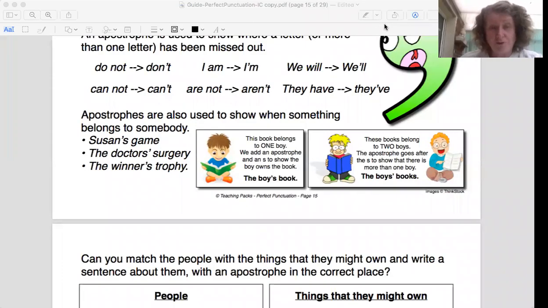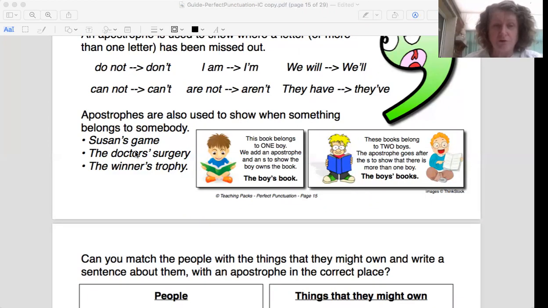So apostrophes are also used to show when something belongs to somebody. For instance, Suzanne's game. The game belongs to Suzanne, so the apostrophe goes there and the S there. It's her game, Suzanne's game. She owns the game.